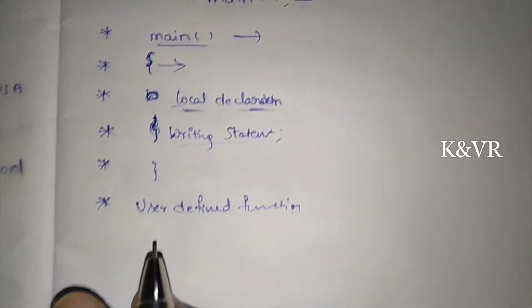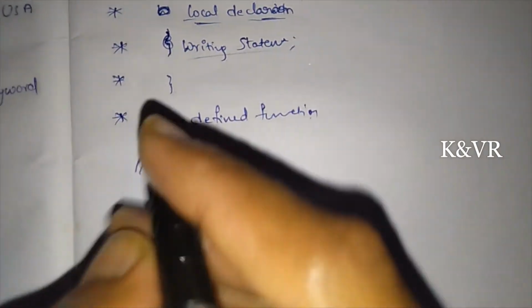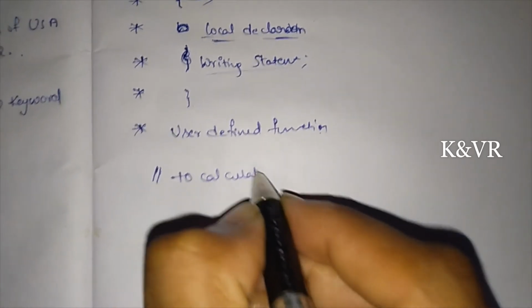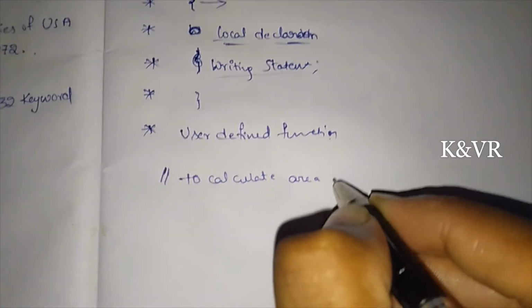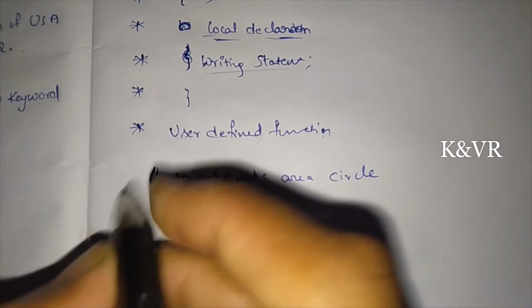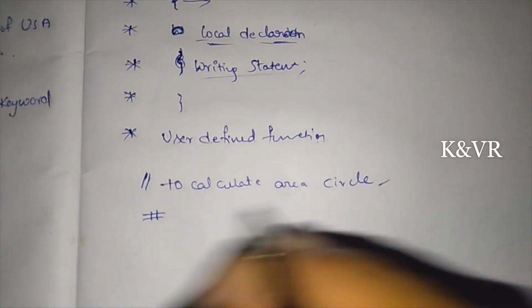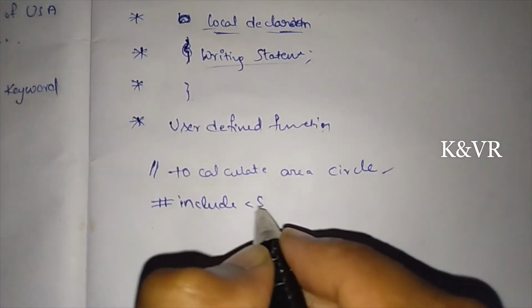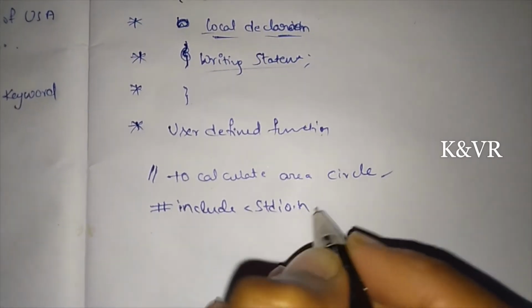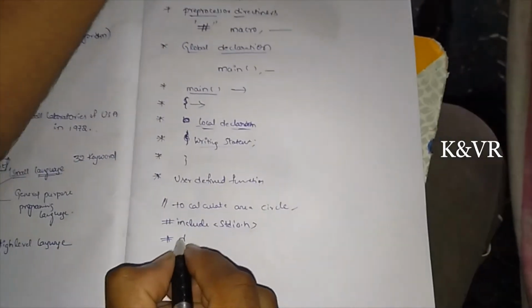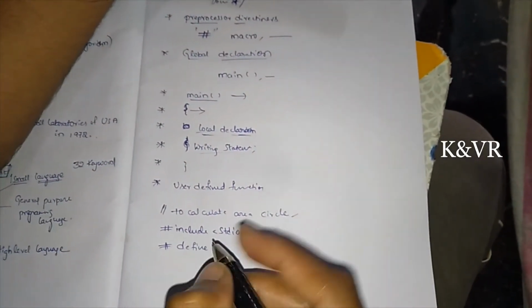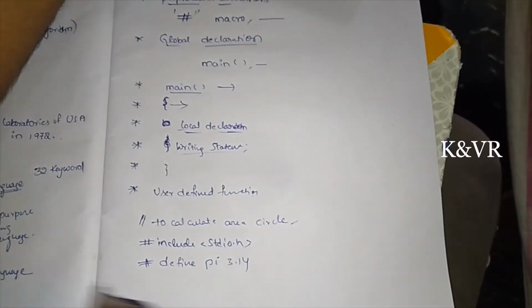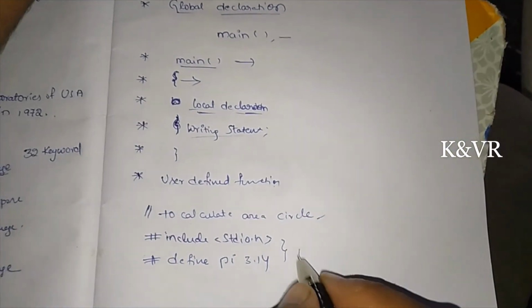Now I'll write a sample program to calculate the area of a circle. This is the documentation section. This is the header file. These are preprocessor directives.